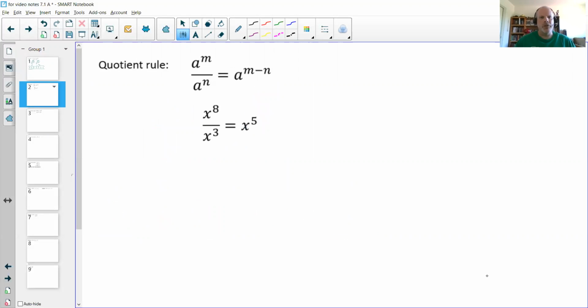Next, we have the quotient rule. The quotient rule is similar in that we simply subtract the exponents. So as you see here, as long as we have the same base for both of our powers, then x to the eighth over x cubed simplifies to be x to the 8 minus 3, which is x to the fifth.